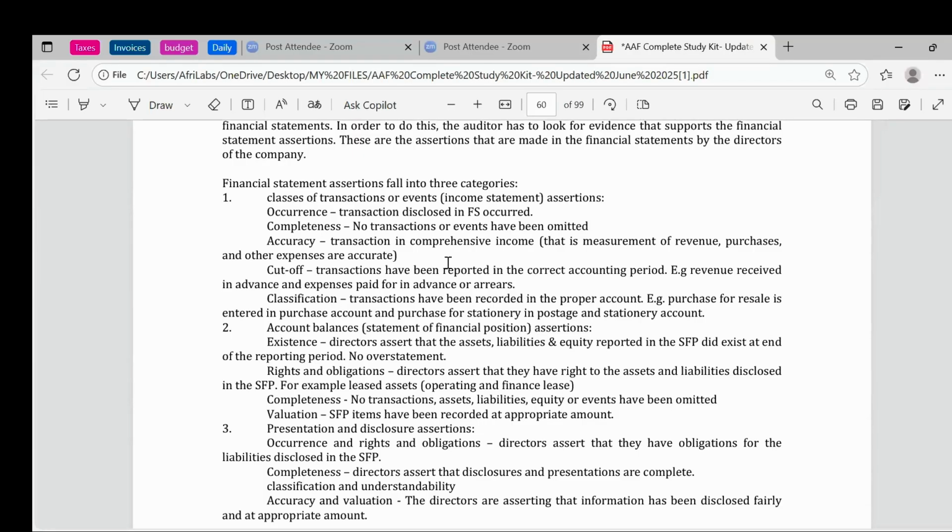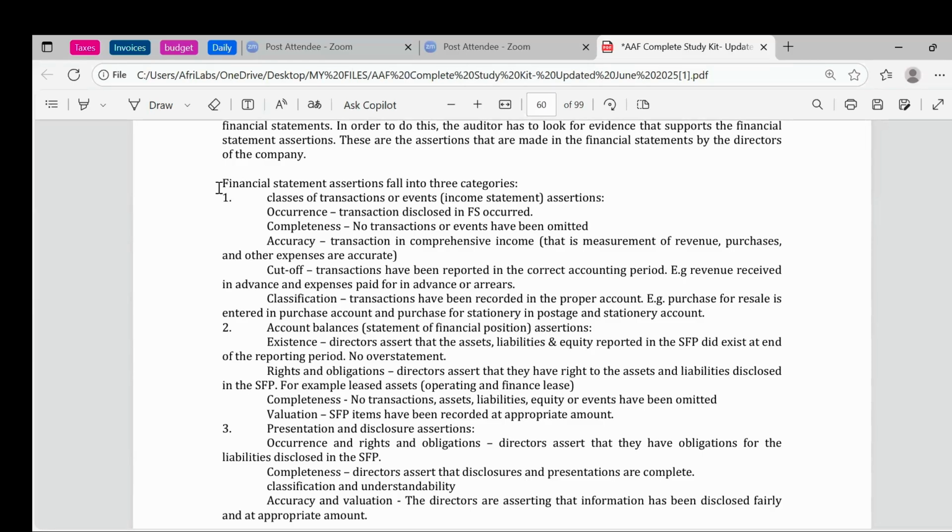Okay? So in order to do this, the auditor has to look for supporting evidence that supports the financial statements. These assertions that are made in the financial statement by directors of the company. Like I told you, the directors have made claims that, oh, this is what our PPE figure is. This is what this is. And basically the auditor is having to prove those what? Assertions.